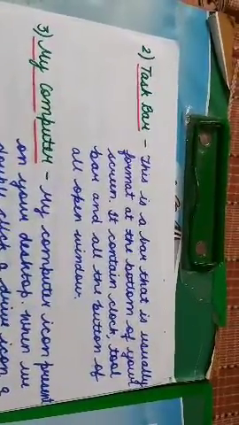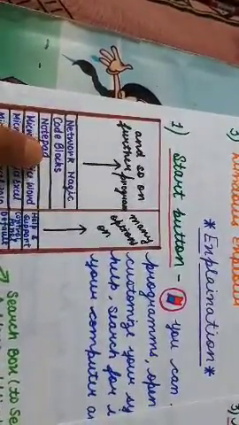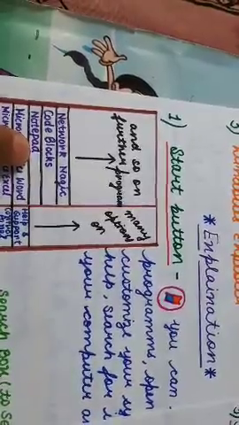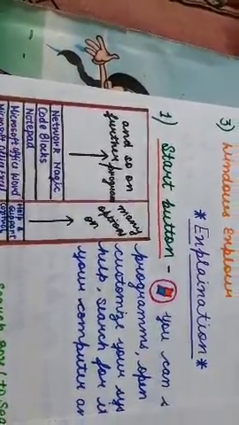Next is the taskbar. The taskbar is a bar that is usually found at the bottom of the screen. When we click on any program, the system will display it. For example, we click on Notepad. The Notepad window opens on the desktop screen, and the line at the bottom of the screen is known as the taskbar.